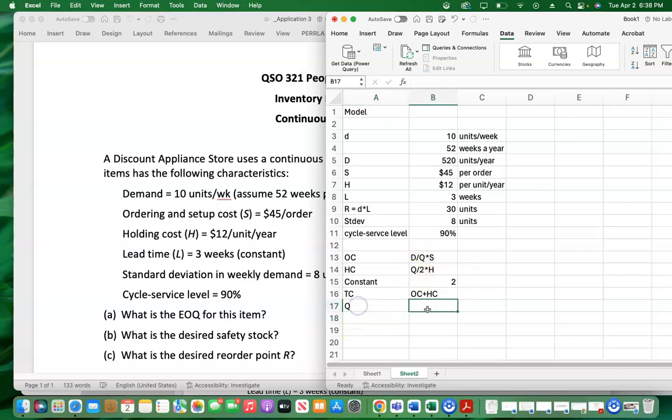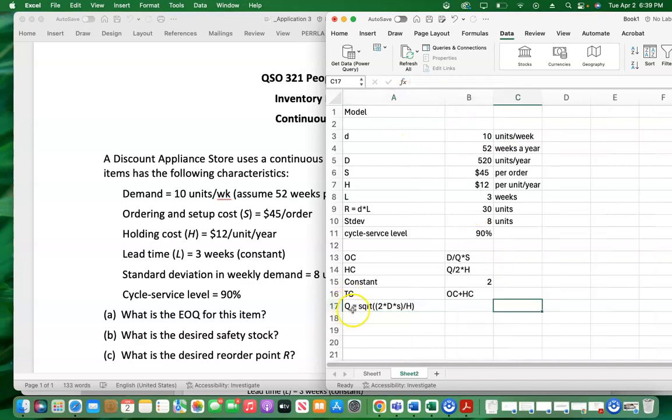And so the formula for this is the square root of the constant, which is 2 times the annual demand times the setup cost. And then we will divide by the holding cost. And so we are going to use this formula to find Q. It's good to start with the Q, and then we'll be able to find the OC and HC.